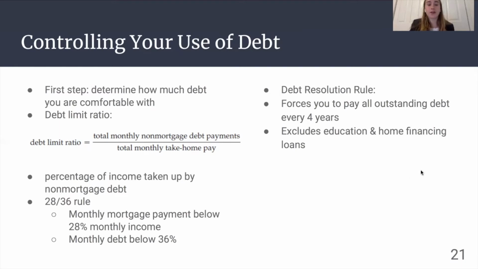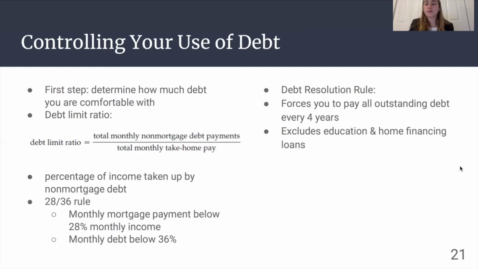If you're over 20%, your financial planner may advise you to limit your borrowing in the future because this could limit your future financial flexibility. And as the ratio increases, your financial flexibility will decline. Then there's also the 28-36 rule that lenders look at, which is that your monthly mortgage payment is below 28% of your monthly income and your monthly debt is below 36% of your monthly income. If you follow this rule, it shows lenders that you have a good credit rating and it makes them more favorable to lend to you.